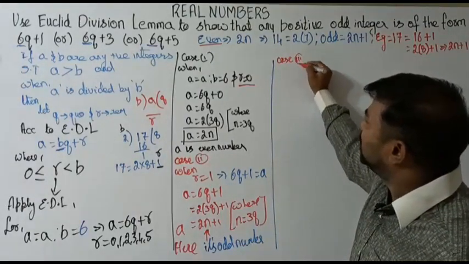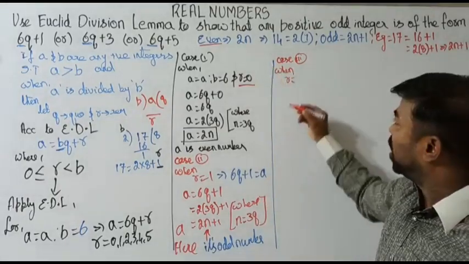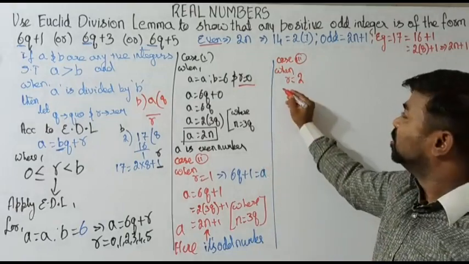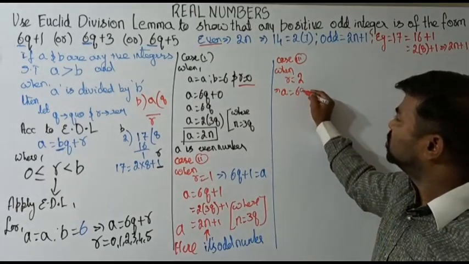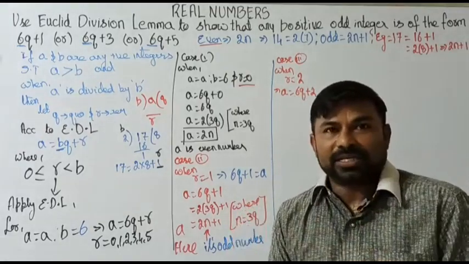Now when remainder equals 0, 1, let's go for remainder as 2. Then what does A become? A is equal to 6q plus 2. Now, is this an odd number or even number? Let us try it out.